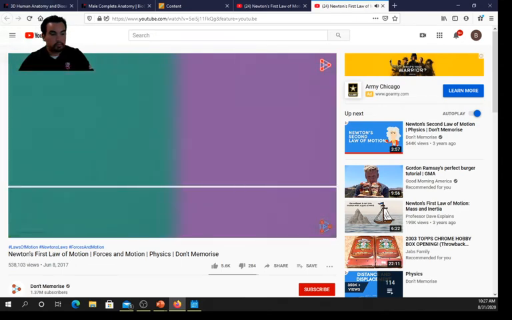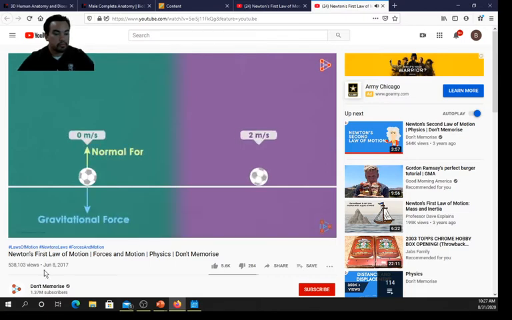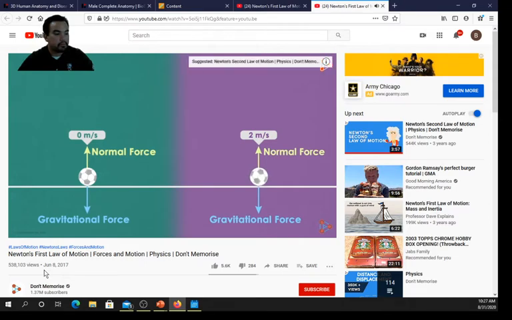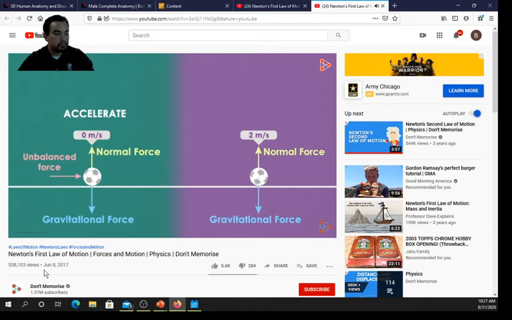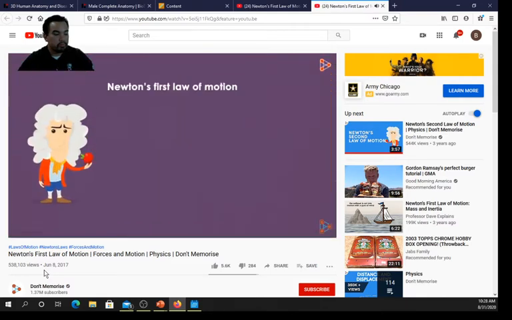And guess what? It's the same story with every object. Every object will continue to do what it's doing. If it's at rest, it will remain at rest. And if it's in motion, it will stay in motion. But what can change this? Yes, only an unbalanced force can change this. If it's at rest and an unbalanced force acts on it, it will move. If it's in constant motion and an unbalanced force acts on it, it may accelerate or change direction. And this is nothing but Newton's first law of motion.